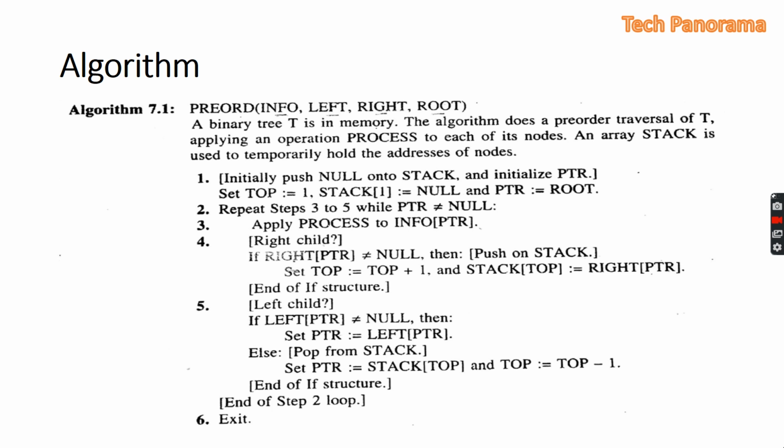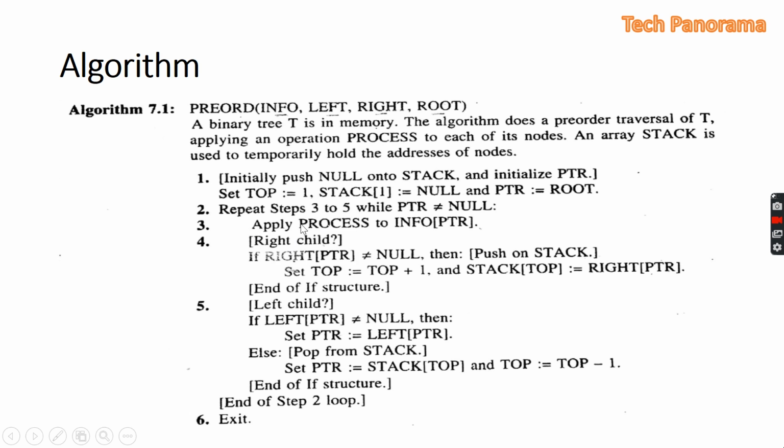Initially we take two steps. First we insert the null into the stack and we set the PTR equal to root. To push the element to the stack, it needs two steps: top equals 1 and stack of 1 equals null, and set PTR equal to root. Then we will follow steps A and B, from step 3 to 5, while the PTR is not equal to null. When PTR is equal to null, then we will stop the process. So when the PTR is not equal to null, first we will process the root, then check its right. If it has a right, then we will push it into the stack, otherwise we will proceed leftward.